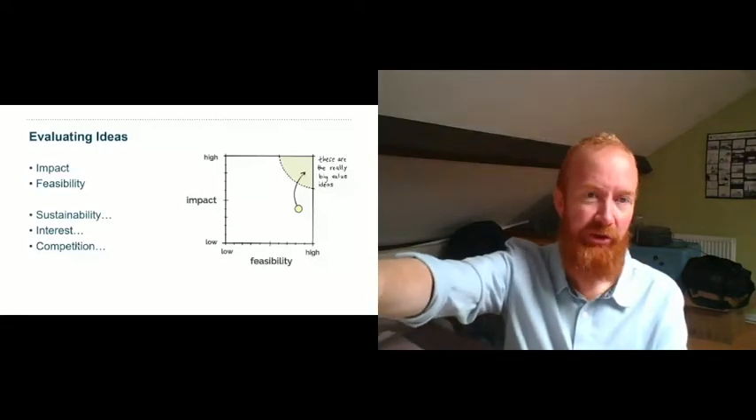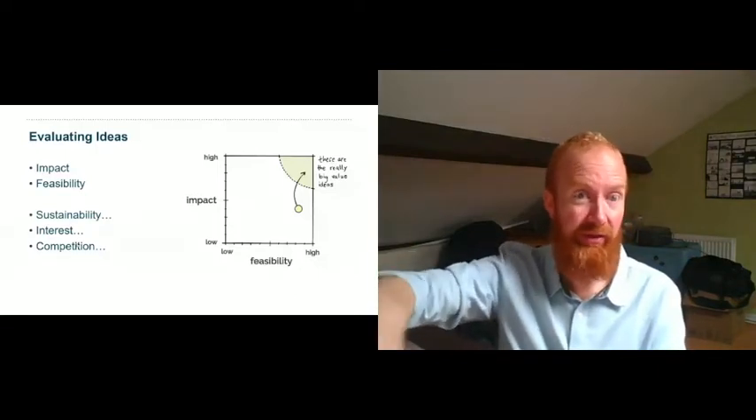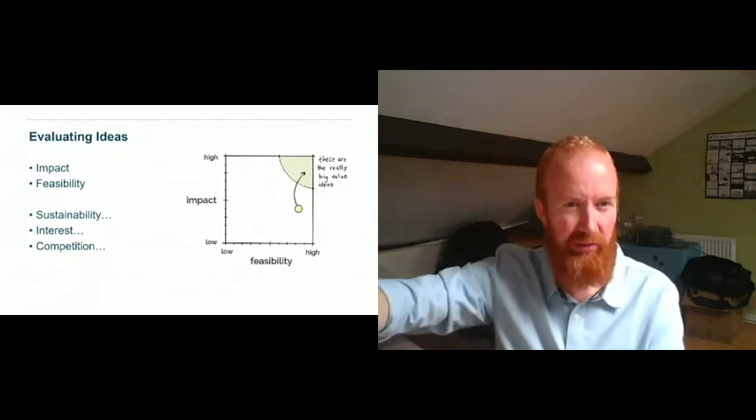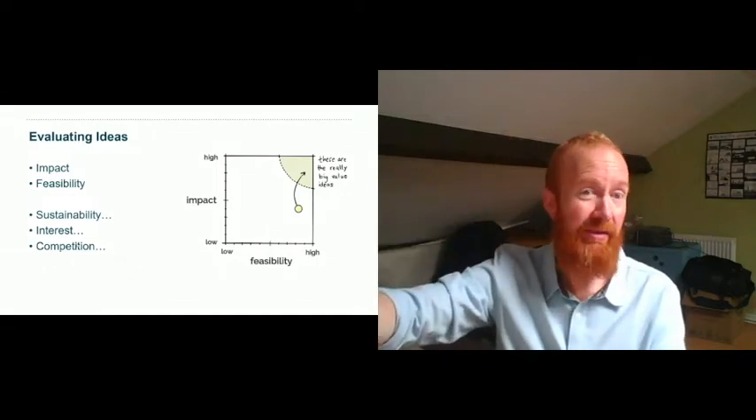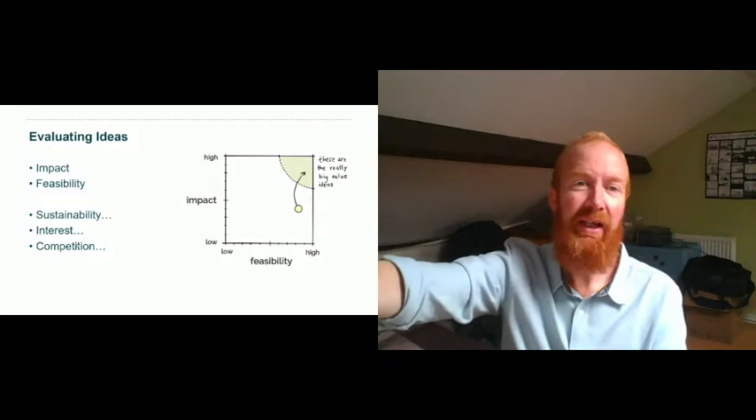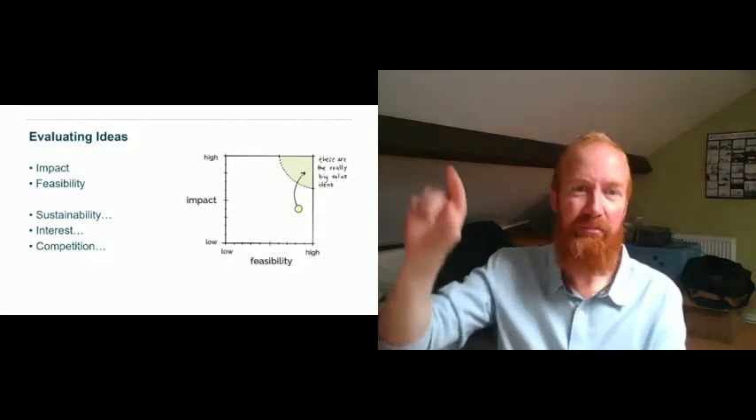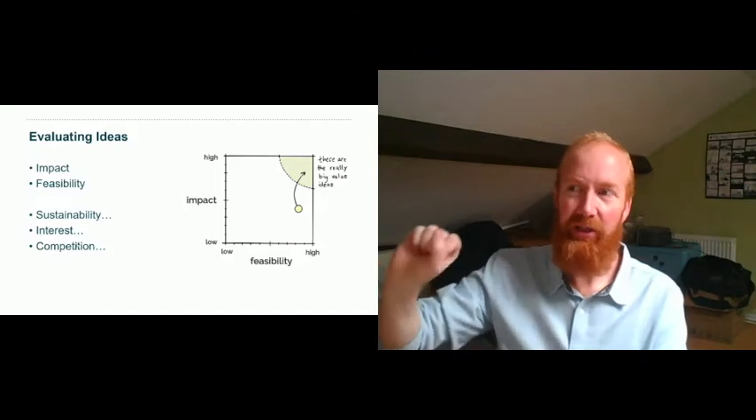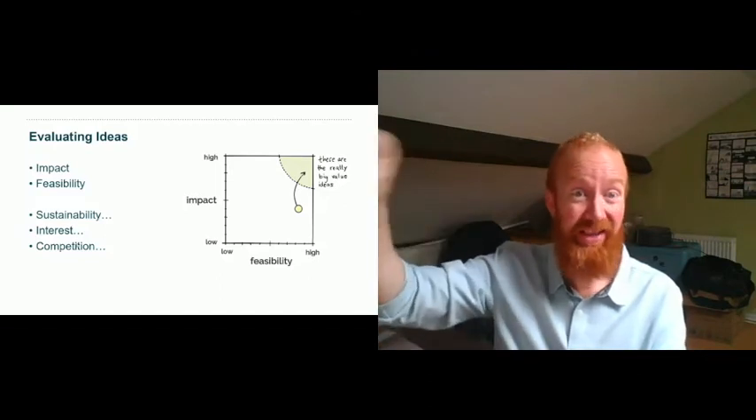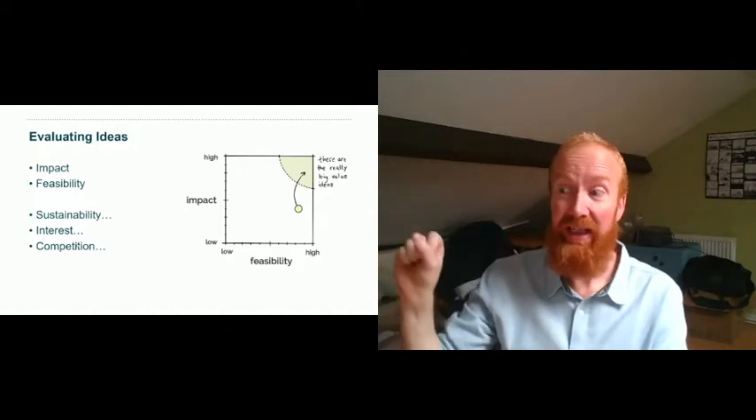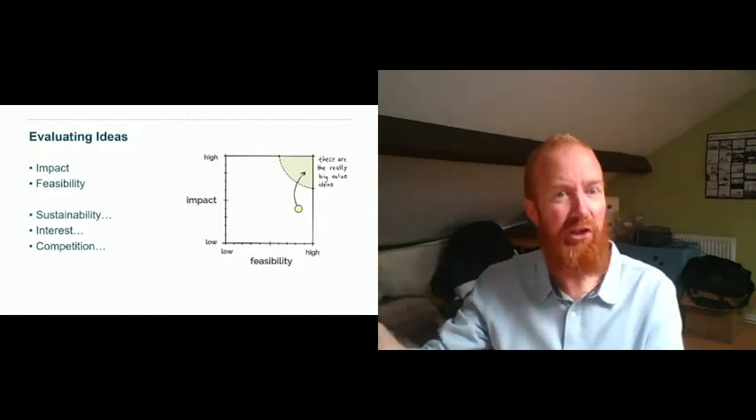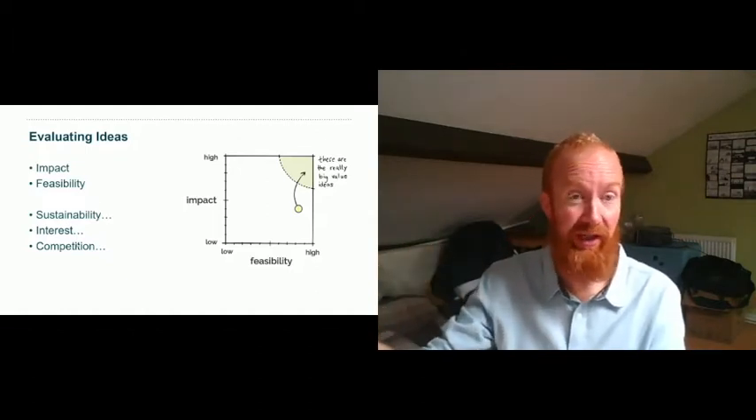Now, you can substitute all kinds of criteria on an axis like this to start judging between your ideas. But I find impact and feasibility to be two good ones. And you can see in the image on the right-hand side there, this idea of trying to map your ideas, and you're looking for the high impact, like this will be genuinely transformational, and the highly feasible. Actually, you can do these. You can do these with the resources that you have.